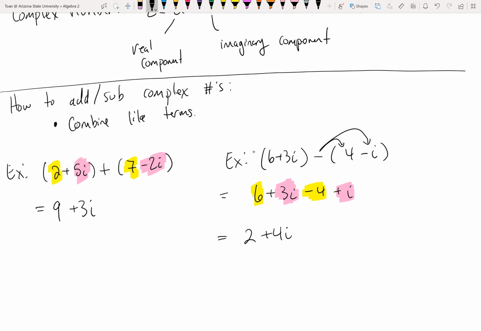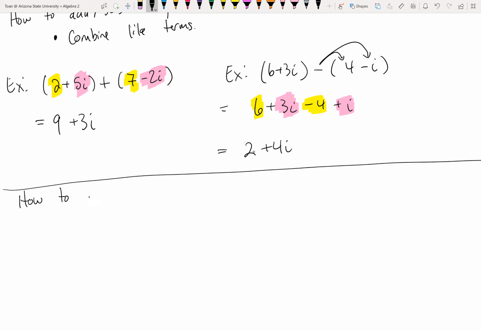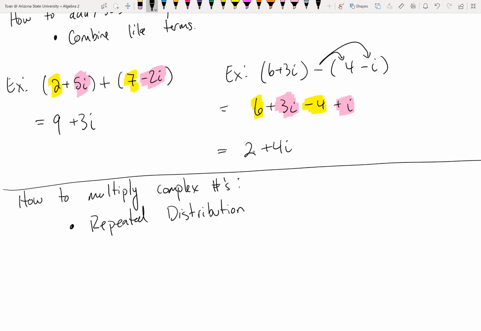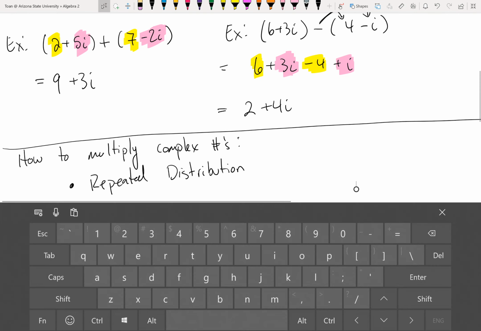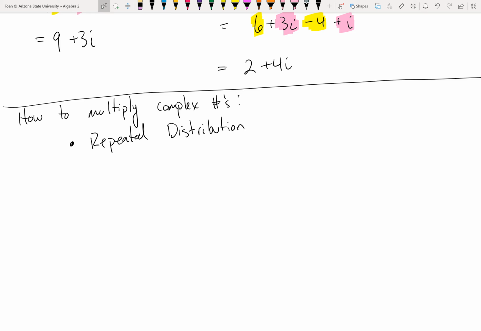When it comes to multiplying complex numbers, what's the idea? The idea is just repeated distribution. Some of you like the term FOIL. I'm not a big fan of it, but if that helps you, think of FOIL. But that's the big secret of complex numbers. It's just repeated distribution. The same way you would multiply x's together will be the same way you would multiply i's together.